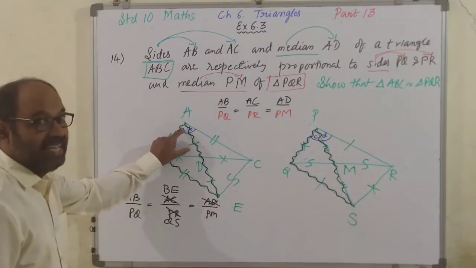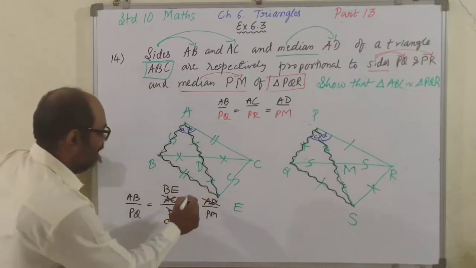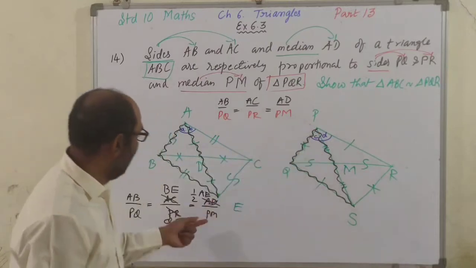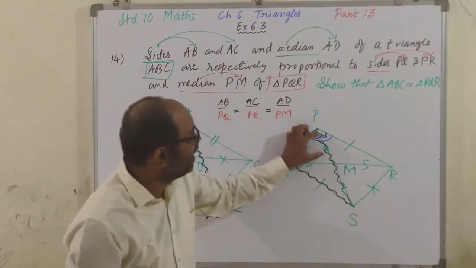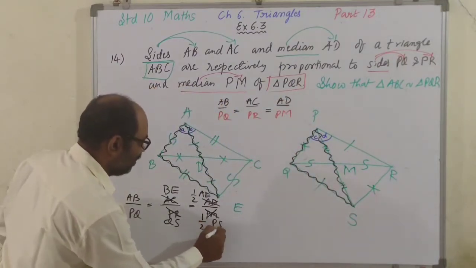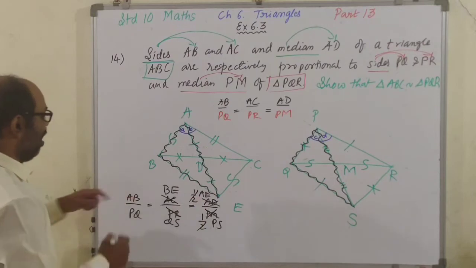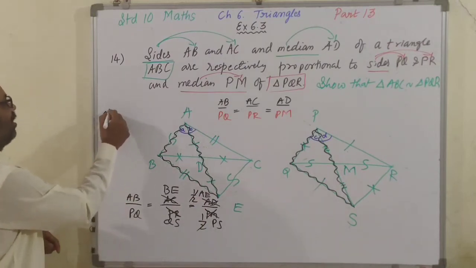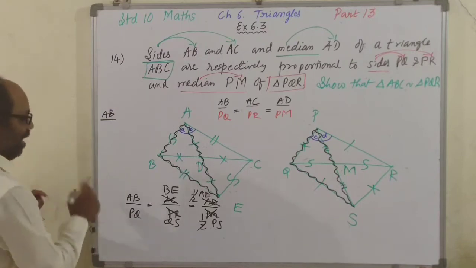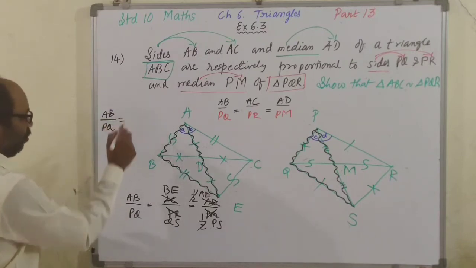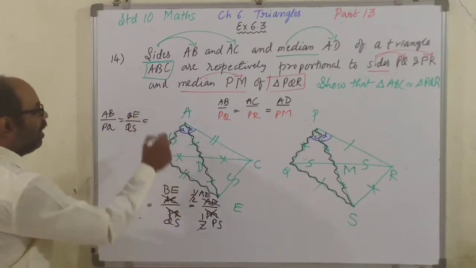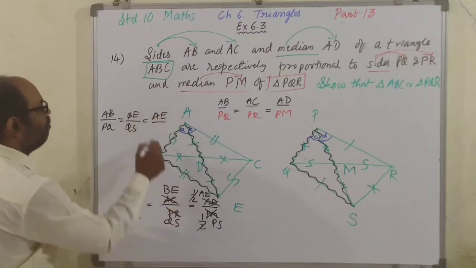Now what is AD? That is half of AE. And this PM is half of the diagonal PS. Half of, half of cancels. So now you are beautifully placed, children; the condition is very good for us. AB upon PQ is equal to BE upon QS is equal to AE upon PS.